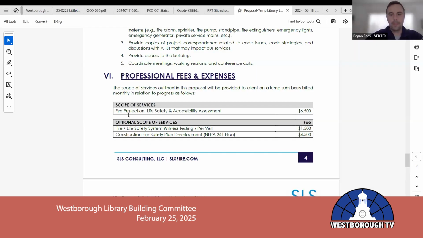That cost would be $7,150, and then for those 2 additional scope items, that would be an additional $6,600. I am sharing my screen if people would like to see that.